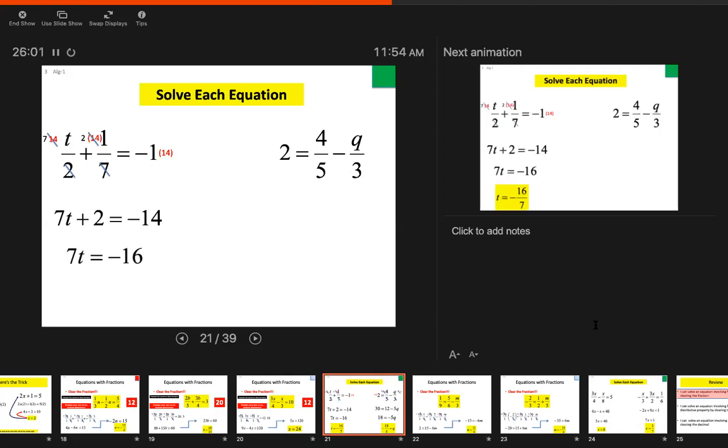Yeah, but what's the answer? Well, then what do we got to do? Last step. Divide by 7. So is it going to be a friendly answer? No, it's not going to be even a satisfying answer. You're going to get this weird answer, but look at the problem to start with. It was weird to start with.